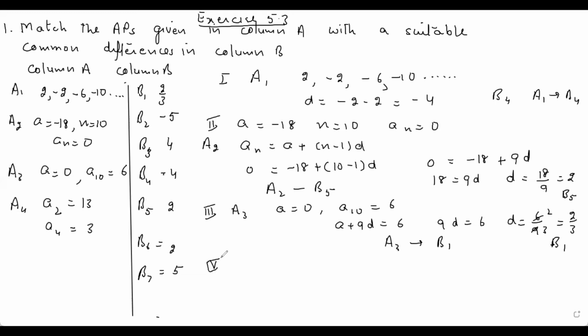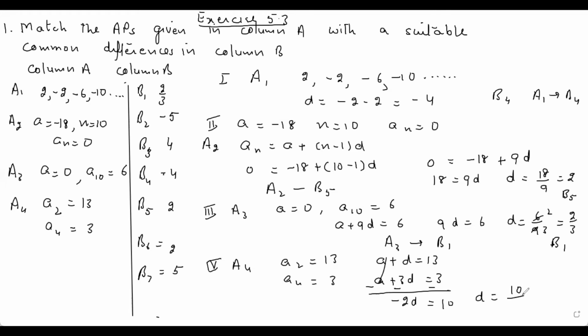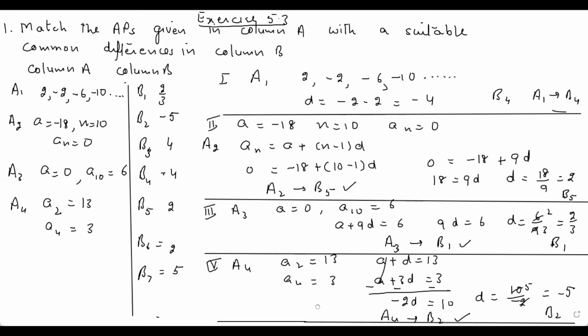And its fourth part is A4. Here a2 is given 13 and a4 is given 3. a2 is 13 means a plus d is equal to 13. a4 is 3 means a plus 3d is equal to 3. So by elimination method, d is equal to 10 by -2, that is -5. It means A4 matches with B2. Now here A1 matches with B4, A2 matches with B5, A3 matches with B1, and A4 matches with B2.